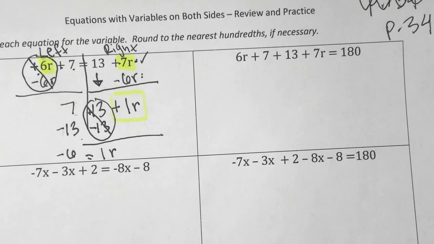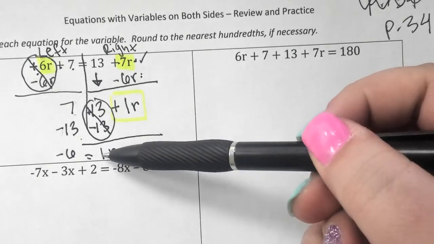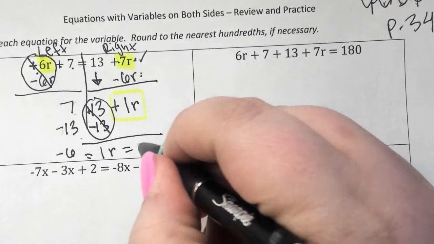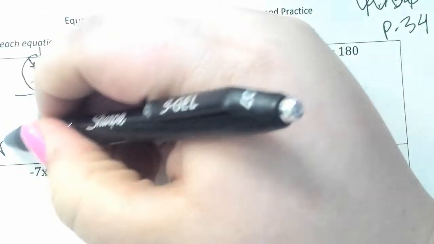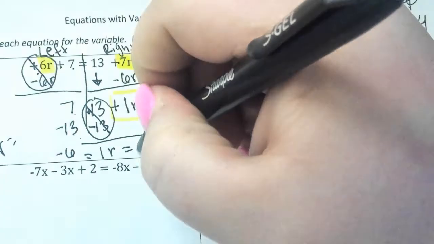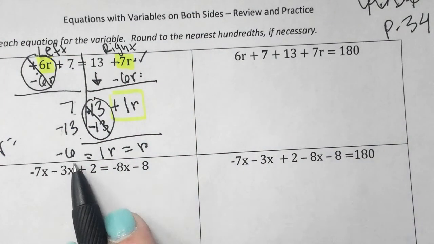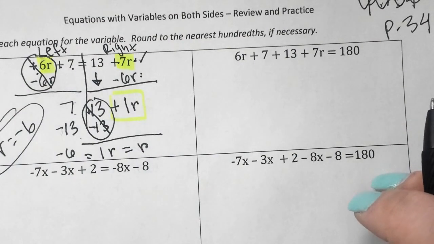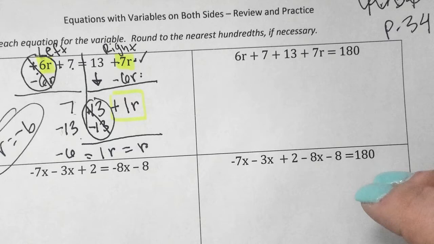You don't have to write the 1, you can just put r. Sometimes you think you have to divide by 1, but dividing by 1 doesn't change the value. 1r is the same as r. Now you know that r equals what? R is 1r, which is negative 6. Okay, so that's just a quick review on how to solve equations.